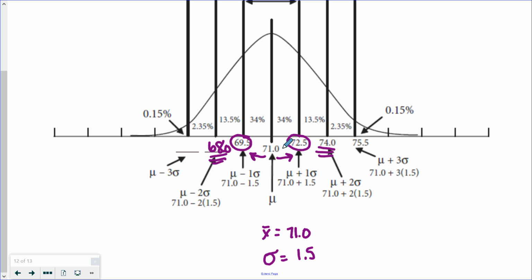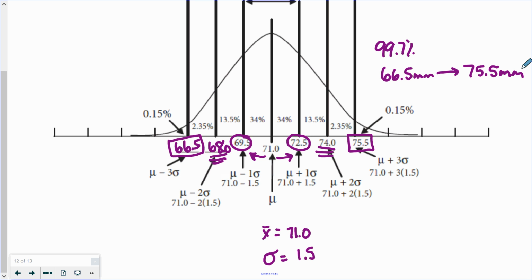And then if I took my mean and added 3 times 1.5, that gets me 75.5. If I took my mean and subtracted 3 times 1.5, I get 66.5. So 99.7% of the data is between 66.5 millimeters and 75.5 millimeters.